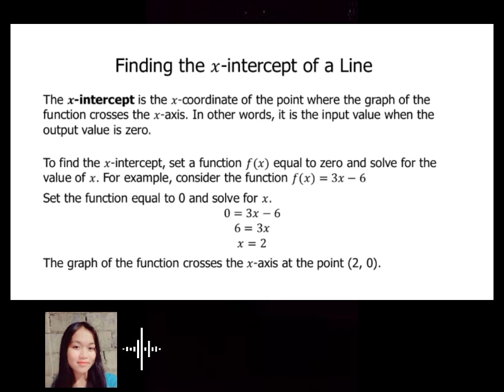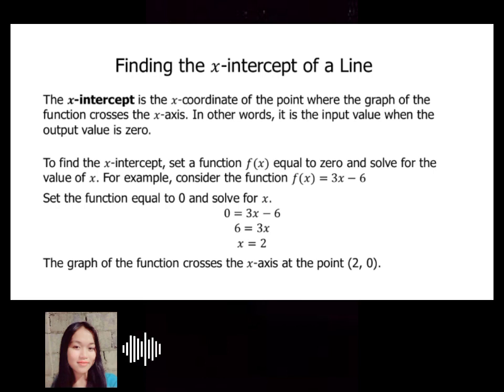For example, consider the function f of x equals 3x minus 6. Then set the function equal to 0 and solve for x. And this is how it goes. 0 equals 3x minus 6. Transpose negative 6 over to the left, which makes it positive 6 equals 3x. Then divide both 6 and 3x by 3, and that will give us x equals 2. The graph of the function crosses the x-axis at the point (2, 0).